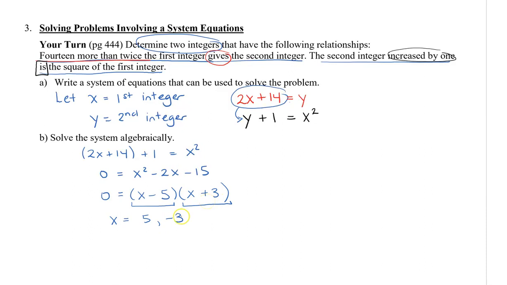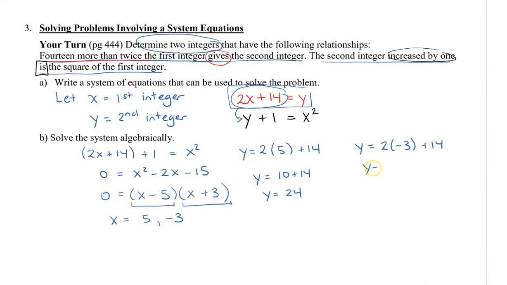All right, now I'm not done because I've only found my x values, so I need to find my y values, or my second integer. To do that, I'm going to plug 5 into this equation here, which is probably easier than the one with the squared. So I'm going to go 2 times 5 plus 14, and that will give me y. So y is equal to 10 plus 14, so y equals 24. And then when I plug in negative 3, y equals 2 times negative 3 plus 14, so y equals negative 6 plus 14, and that gives me positive 8.